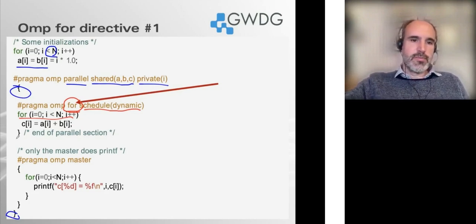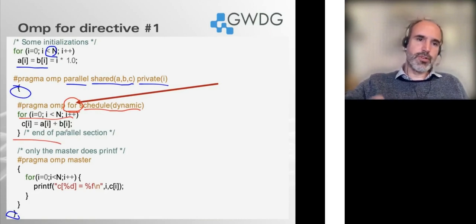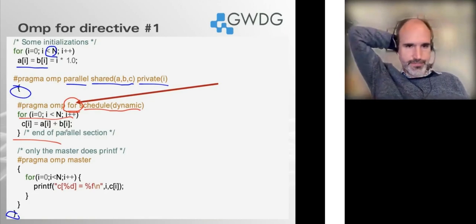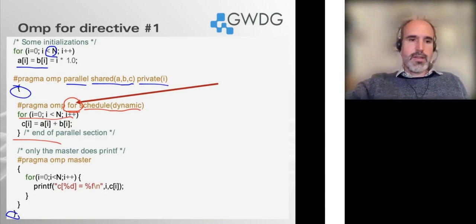The brackets are not correct here actually. Sorry for the missing brackets. So here we are done with the for loop. And afterwards we are still in the parallel section, so we still have the threads available, even though they are done with the for loop.